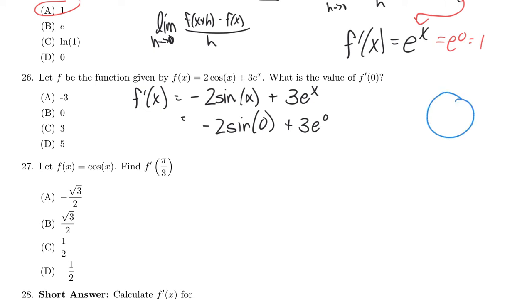Sine, unit circle, 0 angle, y value there is 0, so all of this is just 0. E to the 0 is 1, so our final answer is 3.